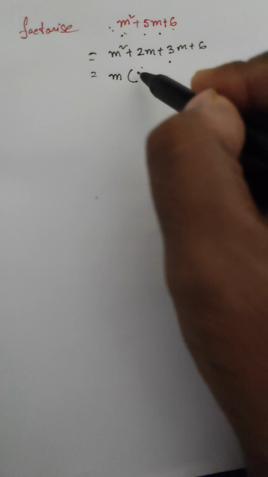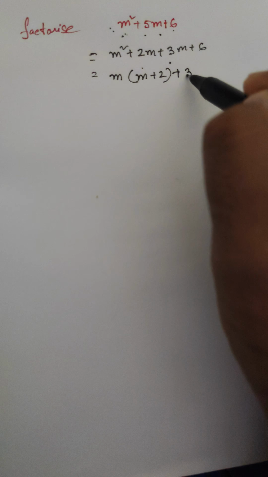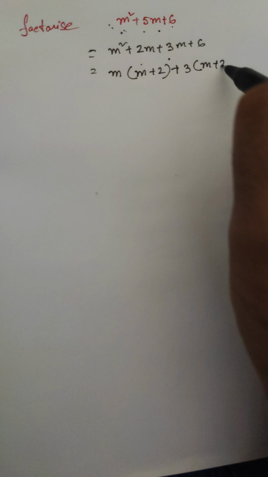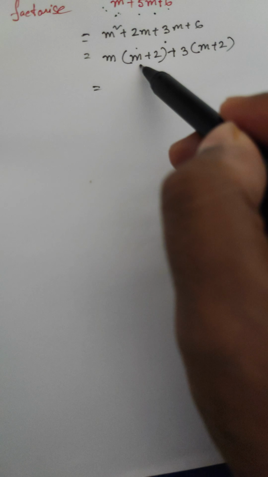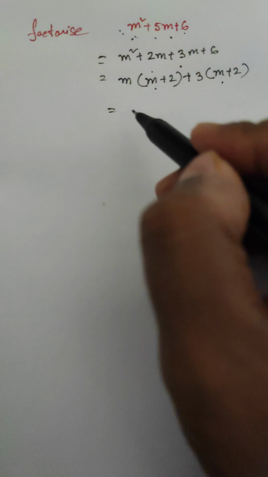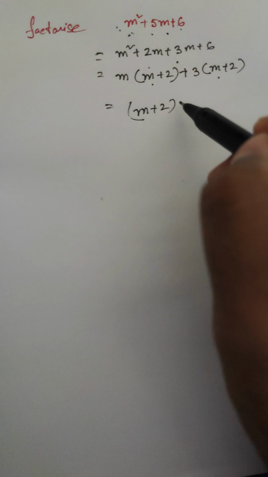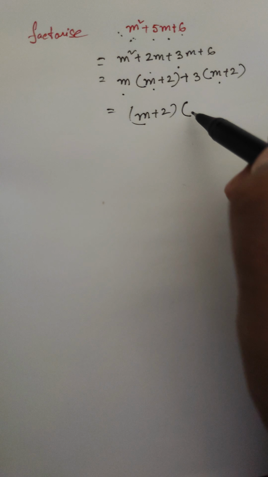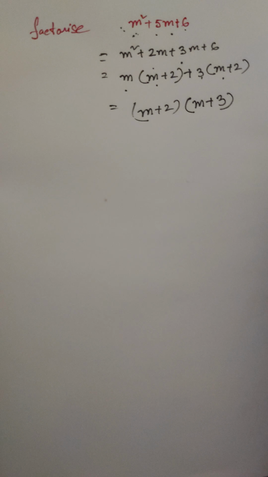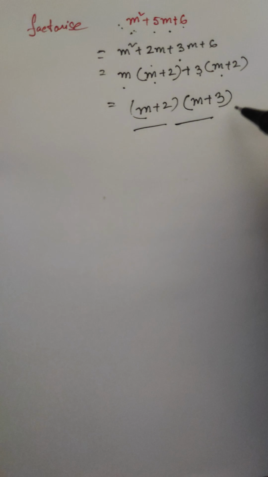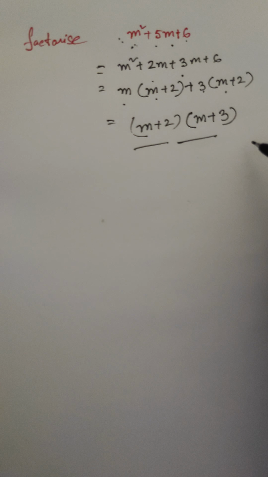M common, m plus 2, plus 3 common, m plus 2. So right now we have a common factor, right? M plus 2 and m plus 2. So here we can write m plus 2 common, m plus 3. So these are the factors of the expression m square plus 5m plus 6.